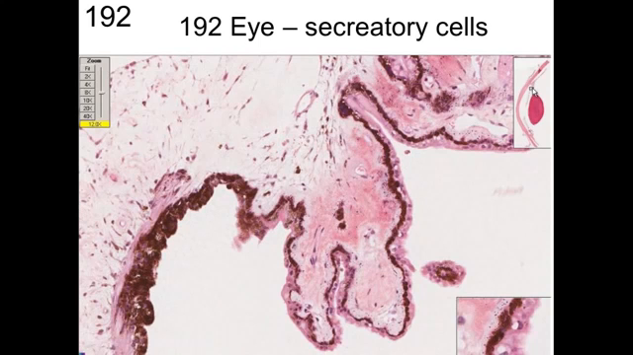A little higher mag of this region, you can see the ciliary processes of the secretory cells out there which secrete the aqueous humor, and then the pigmented epithelium, which is involved in maintaining a barrier.